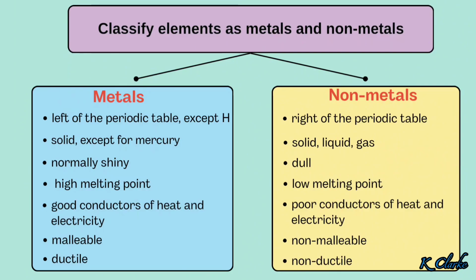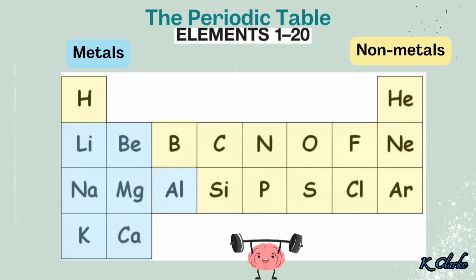Here is a depiction of the periodic table displaying the elements that are classified as metals highlighted in blue, for example, sodium and beryllium. On the other hand, the elements that are classified as nonmetals are located to the right of the periodic table highlighted in yellow, for example, oxygen and helium.